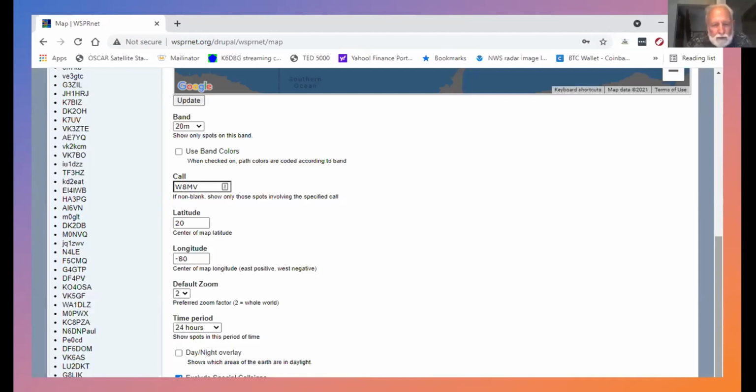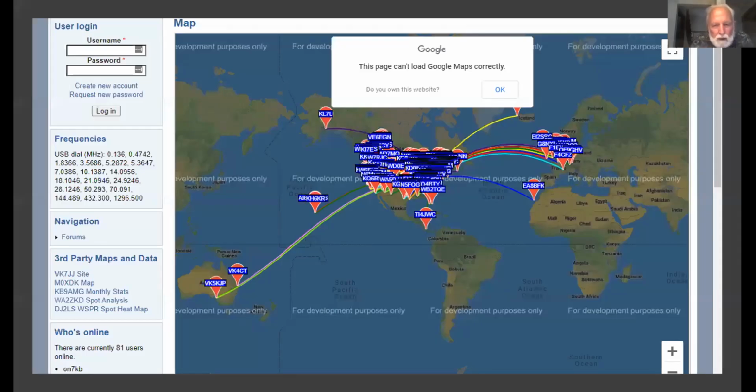So if we look at this particular time on 20 meters, you can see that all of these stations here have received my signal, and there's probably 100 of them, some as far away as Australia, even though I'm only transmitting 1/4 of a watt into a vertical.